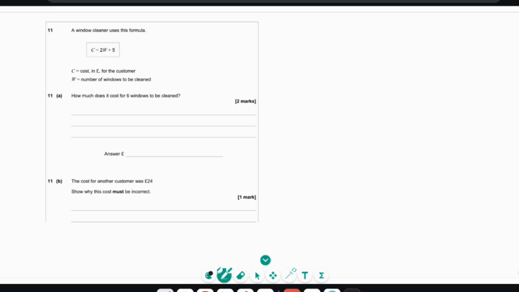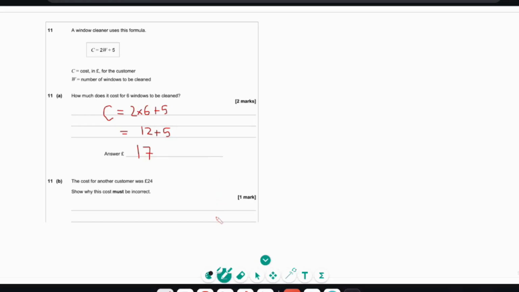A window cleaner uses this formula. C, cost in pounds, is equal to 2W plus 5, where W is the number of windows to be cleaned. How much does it cost for 6 windows to be cleaned? So C equals 2 times 6, because 2W means 2 times whatever W is, plus 5. 2 times 6 is 12. 12 plus 5 is £17.